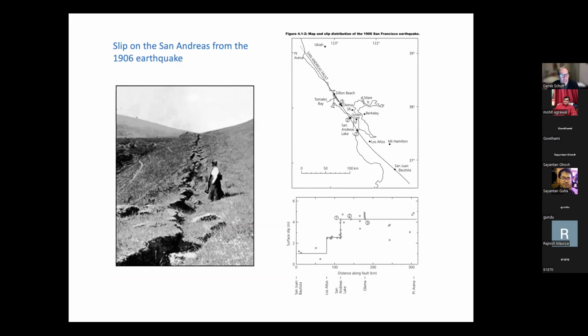This is slip from the 1906 San Francisco earthquake. This is one of the large ones that have affected the San Andreas fault. It's a fault that runs along the US West Coast, and it's probably one of the greatest sources of seismic hazard in the United States. If you look at surface slip, it goes from 1 meter at San Juan Bautista to 3 to 4 meters past San Andreas Lake. So up here, we actually had more slip than down here.